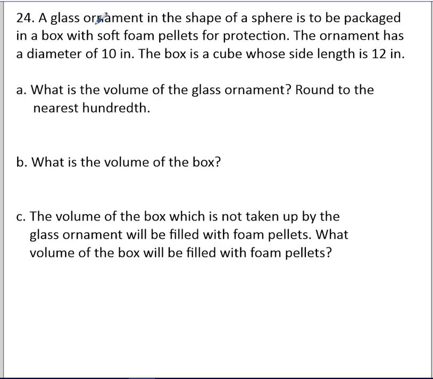Here we have our ornament in the shape of a sphere or a ball, and we're putting it inside of a box with some soft foam pellets. The ornament has a diameter of 10. Let's scratch that out real quick and put a radius of 5. Divide it by 2 to get that radius. And a box whose cube, length times width times height, all the same, of 12 inches.